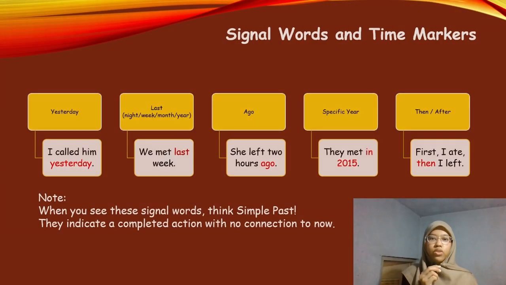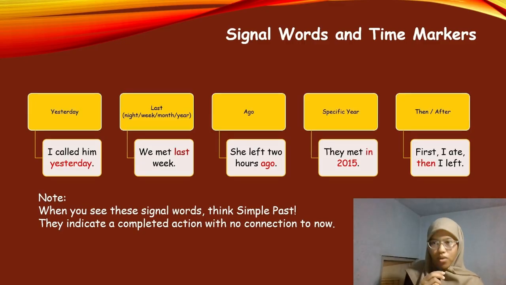So how do you know when to use the simple past? A great tip is to look for signal words or time markers. When you see words like yesterday, for example, I called him yesterday. Last, like last night, last week, last month, or last year. For example, we met last week. Or ago, for example, she left 2 hours ago. A specific year, for example, they married in 2015.